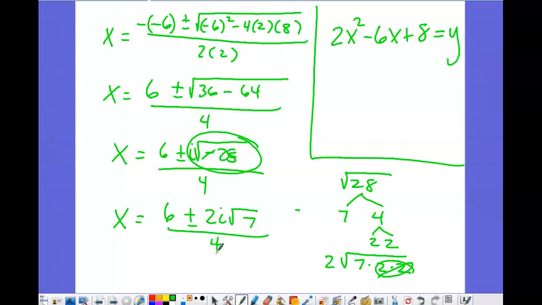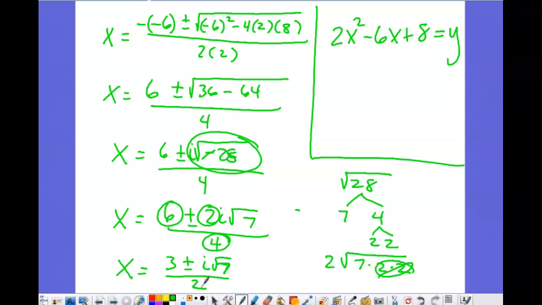Can I reduce? Yes. I have all three, and they all have something in common. What can they reduce by? Okay, do I have a negative on the bottom? So we're not going to switch the signs, and you have to keep it.